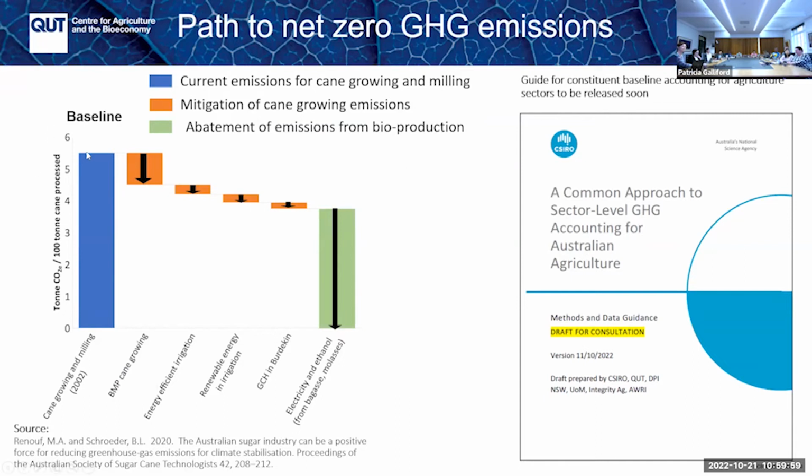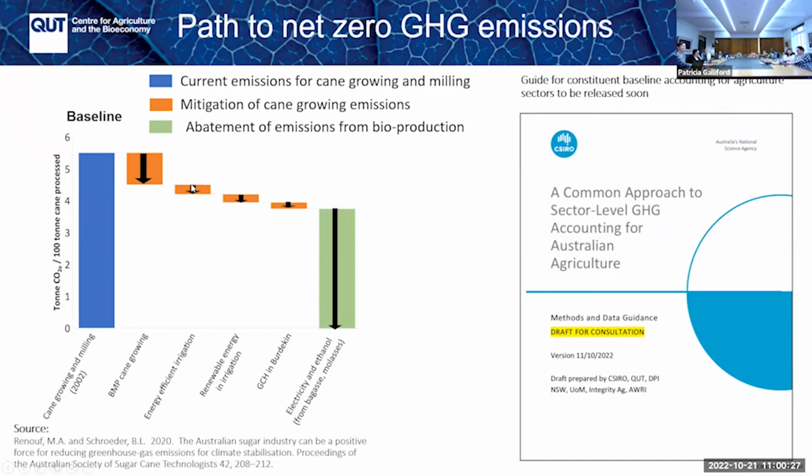And this is what their baseline is. So back in 2002, for growing and milling sugarcane, you'd be looking at about 5.5 tonnes of CO2 equivalent for every 100 tonne of cane processed. So that's your starting point. And then the work that we've done on best management practices, so mitigation of cane growing emissions, all that stuff I just talked about, bringing about those 10 to 20%, takes you down a little bit.